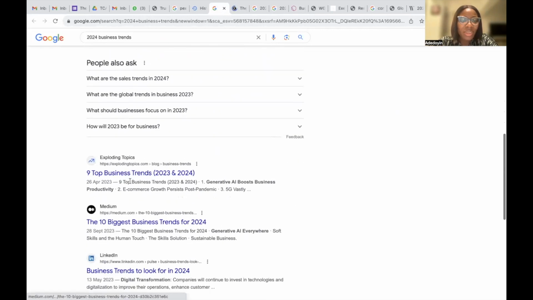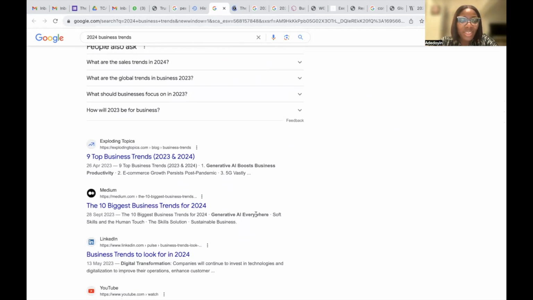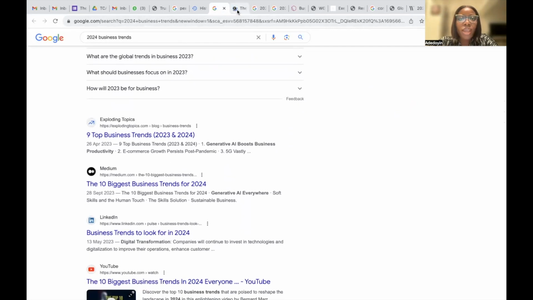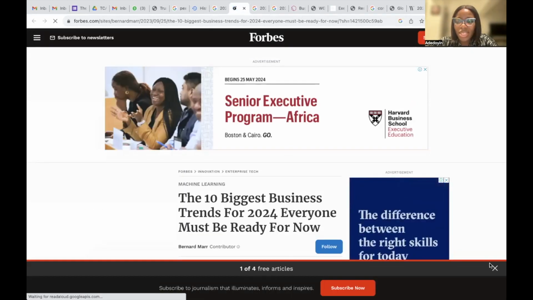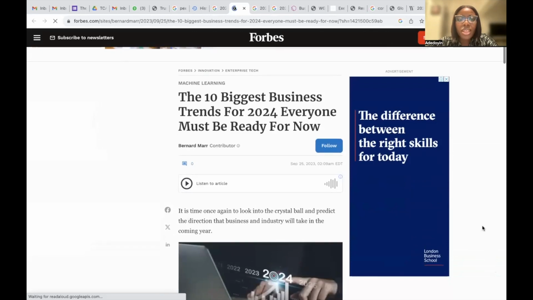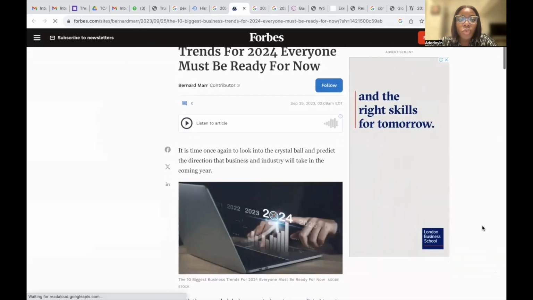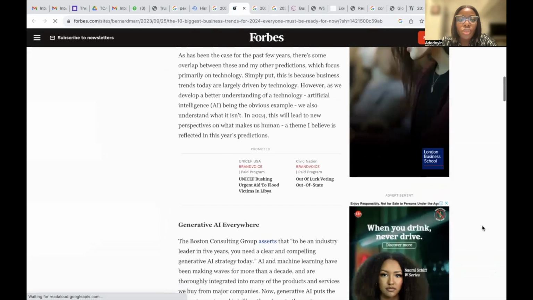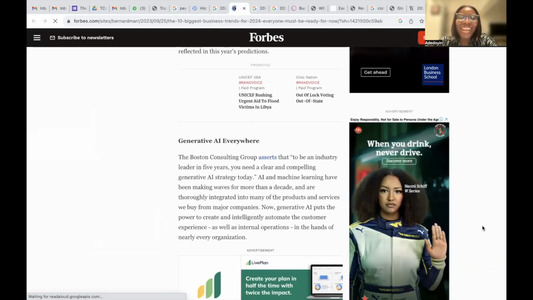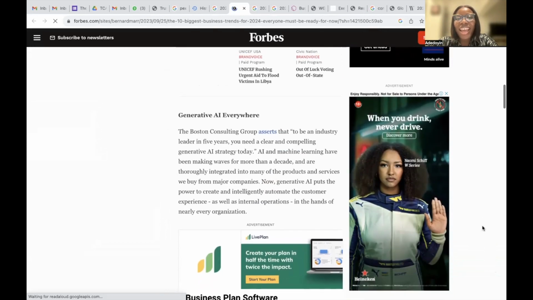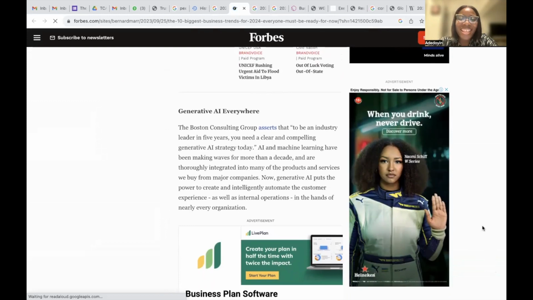So you can see here, nine top business trends, 2023, 2024. Generative AI is something that is really big. So your organization needs to have some sort of AI strategy. So you can see generative AI here. So I think this has opened up. Yes, fantastic. So you can see the 10 biggest business trends for 2024 that everyone must be ready for now. So again, here we are with generative AI, and I'll talk more about this in the next video.